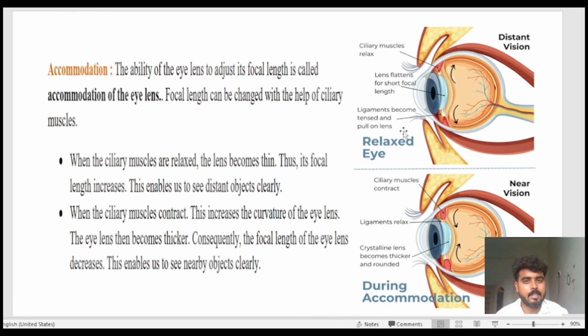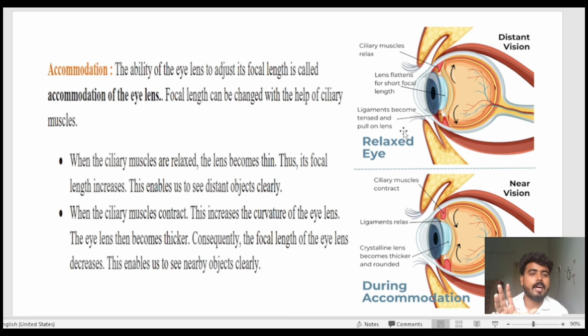Can you understand? Now it's the time for key points. What are the key points in the accommodation of human eye? What is the first one? What is the meaning of accommodation of human eye? The ability to adjust the focal length of the human eye is called accommodation of eye lens or accommodation of human eye. Now, what are the points included?